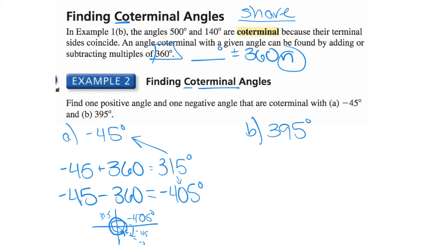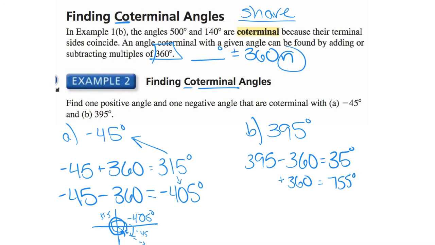Okay, so if you guys did that, your first step was to find another positive one. So you had 395, and in this case, I can actually just subtract 360 because it's greater than it, and I get 35 degrees. Now, if you added 360 to it, you could have gotten 755. So those are two positive angles.